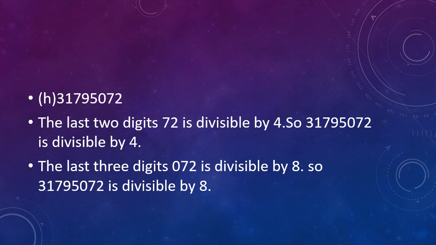Question H. 3,17,95,072. The last two digits 72 is divisible by 4, so the number is divisible by 4. The last three digits 072 is divisible by 8, so the number is divisible by 8.